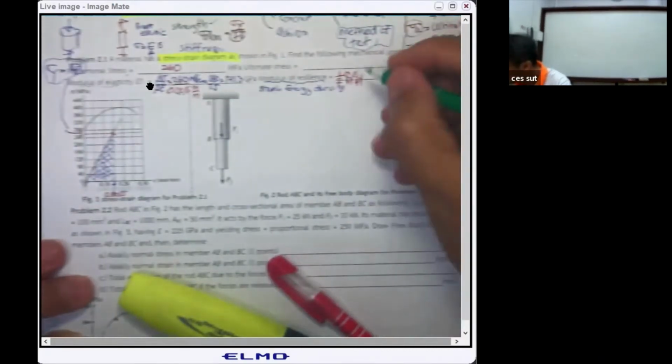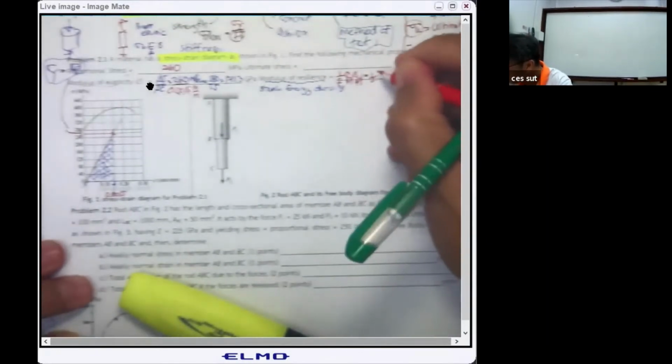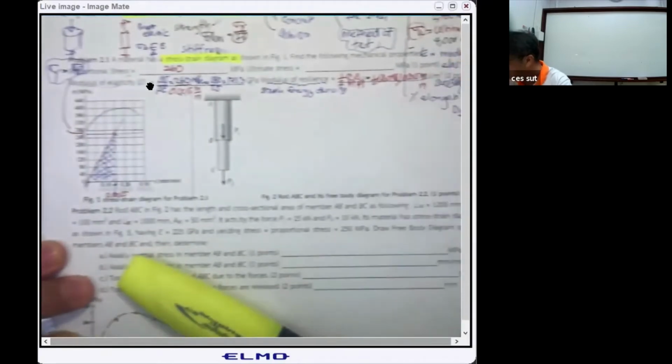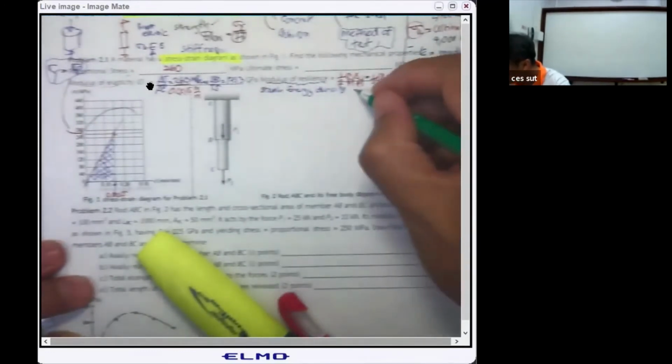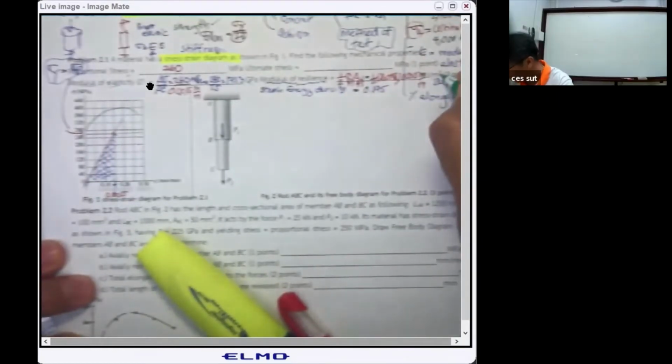By doing this, you will get 1/2 of what? 1/2 of 260 megapascal, and then times 0.0015 meter per meter. And then if you put this into the calculator, this is going to be 95 megajoule per cubic meter.